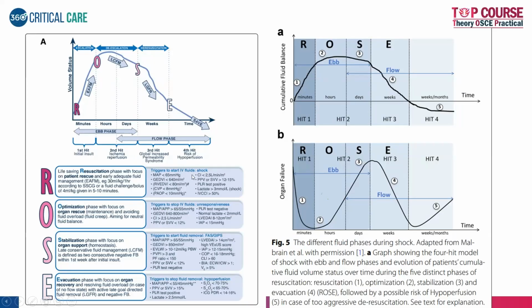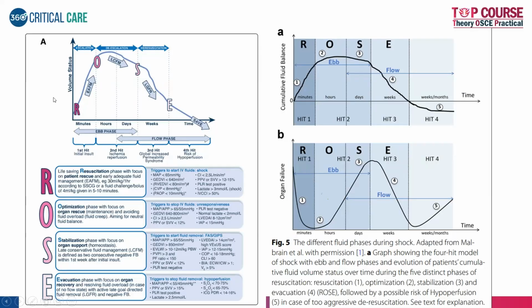So what do we base this on? The triggers for giving fluids would be a positive PPV, a positive PLR test, lactates getting elevated, your IVC collapsibility index being more than 50%, so on and so forth. So there are triggers that we need to look into along with your MAP target, and then you have to start early adequate fluid management in R, that is your resuscitative phase of shock.